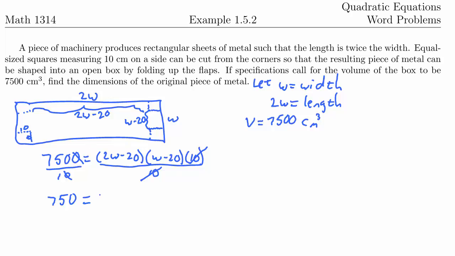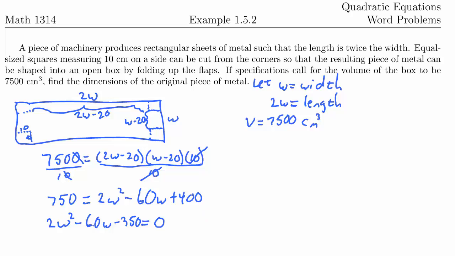2w times 2w is 2w squared. 2w times negative 20 is negative 40w. Negative 20 times w is negative 20w. So, negative 40 minus 20 gives me negative 60w. Negative 20 times negative 20 is positive 400. Subtract 750 from both sides, so that gives me 2w squared minus 60w. 400 minus 750 is negative 350, and that's equal to 0.